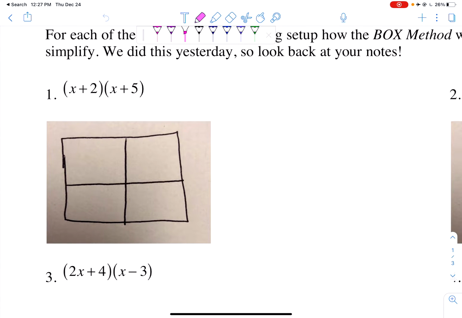So example number 1, I have x plus 2 times x plus 5. The way the box method works is I simply just put my binomials wherever I want to put them. So I'm going to put my x plus 2 on top. I could put my x plus 2 on the left, but it doesn't matter. And then I'm going to put my x plus 5 on the left. Now that I have my binomials listed, I now need to perform my multiplication.